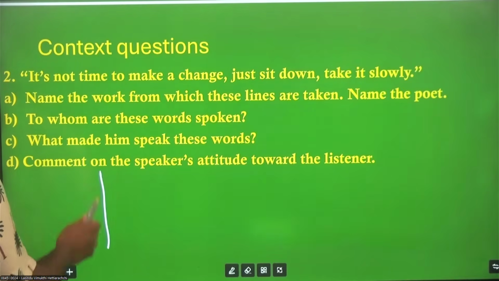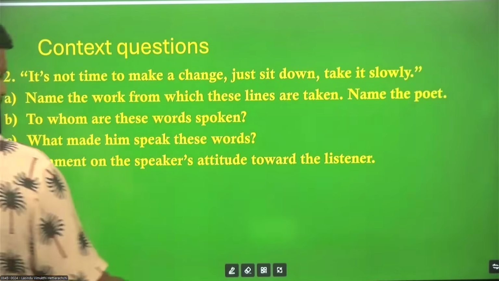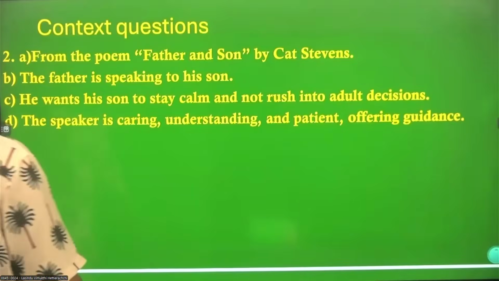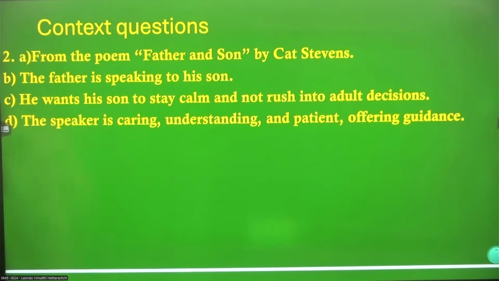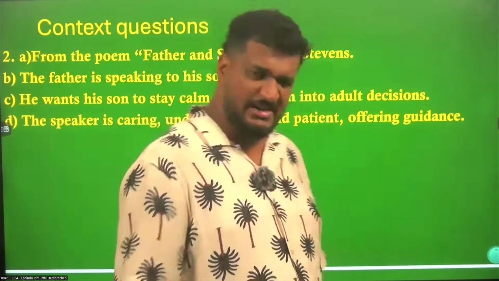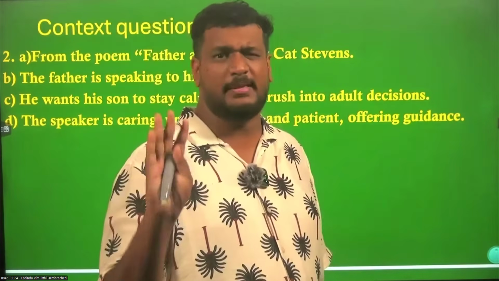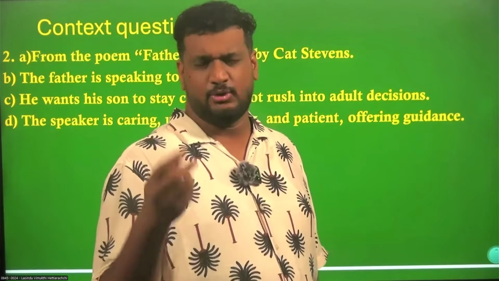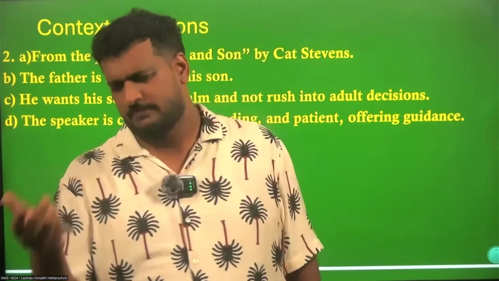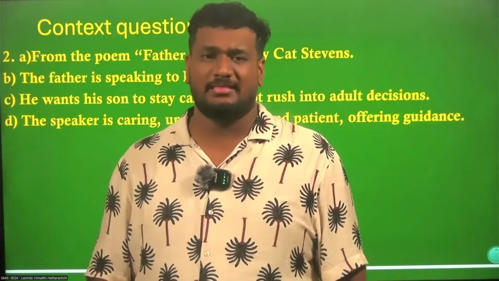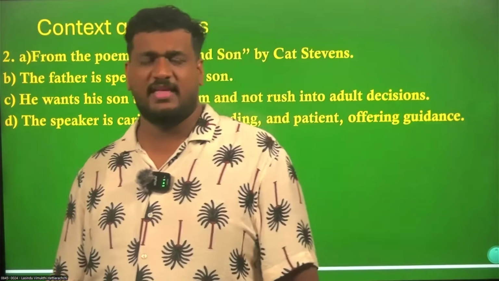Okay, we will go to the answers and try to understand. These are the answers we have made from the poem Father and Son by Cat Stevens. The father is speaking to his son. He wants his son to stay calm and not rush into adult decisions. General idea: the father says you should not panic, you should be calm and quiet, you should be composed. You should not take such decisions. People make foolish decisions when they are young. You should not be like that. You should be a different person. This is not the way you should behave.